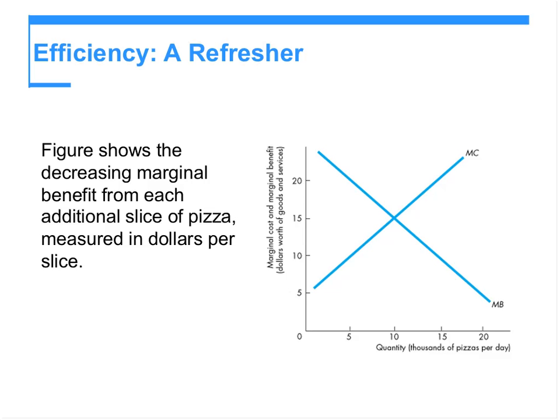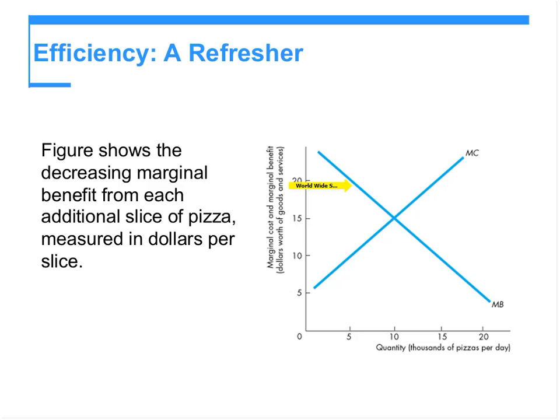Okay? So look at here. We are going to now show this graph and from now on show how the whole thing works. The figure shows the decreasing marginal benefit from each additional slice of pizza measured in dollars per slice. So we just look at the MB, which is marginal benefit. Do not look at the marginal cost yet. That is the one that we're going to explain later on. So MC, please ignore that. Just look at MB, which is the left one. I will show it to you here. This is the linear curve that we're looking for.